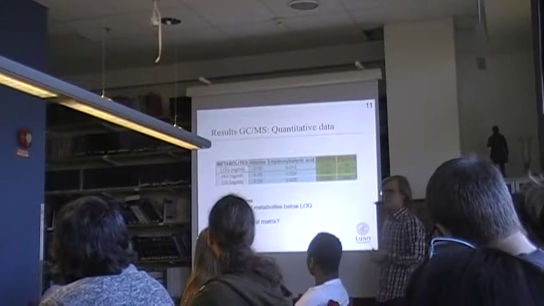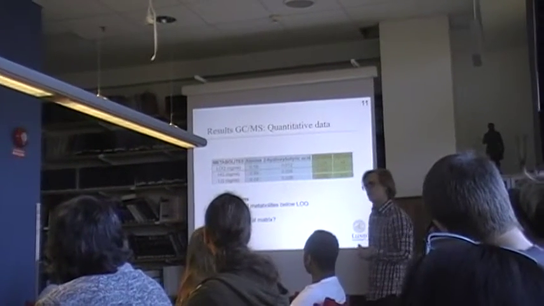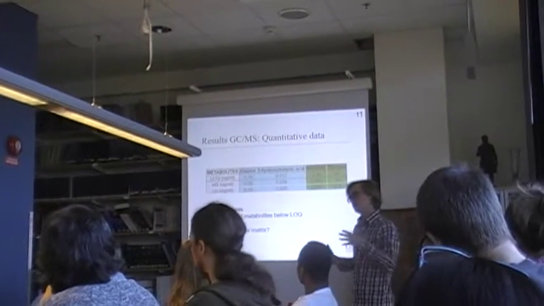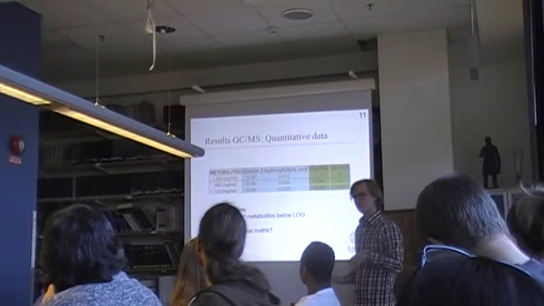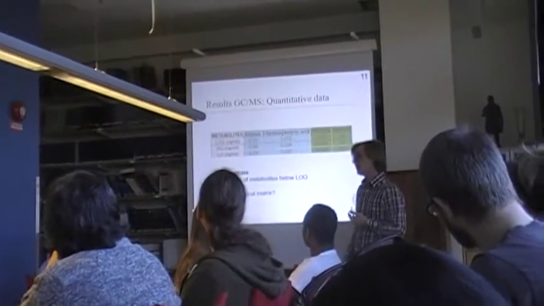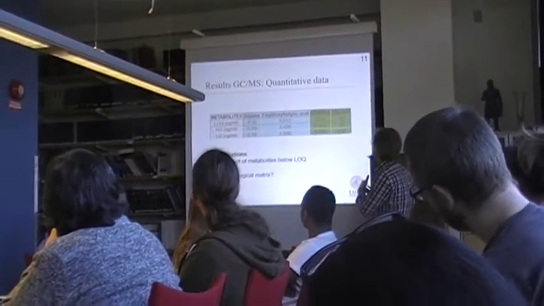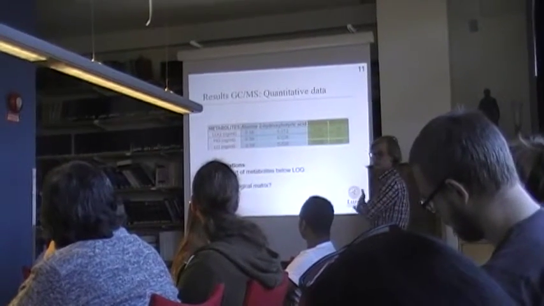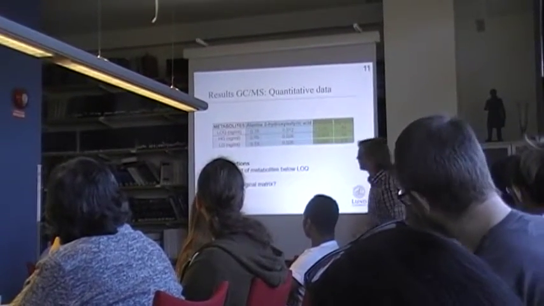However, I did state that a lot of them showed good linearity, so one could maybe imagine applying this method to another biological matrix, for example plasma, where you have overall higher metabolite concentrations. That might make this method perform better, and we might yield better quantitative data from that.